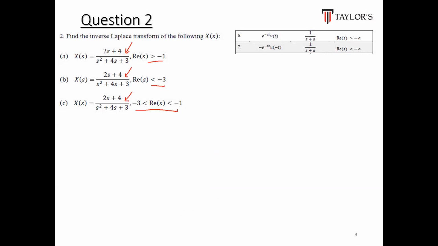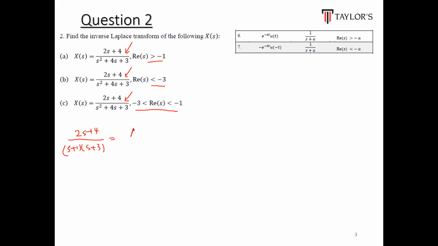So let us try to break this system down first, because like I said earlier, if you see a system with s squared, unless this is cosine or sine, but in this case it's not, you need to use partial fractions to break it down into two subsystems. So what we can do is this: 2s plus 4 divided by s squared plus 4s plus 3 is s plus 1 and s plus 3.